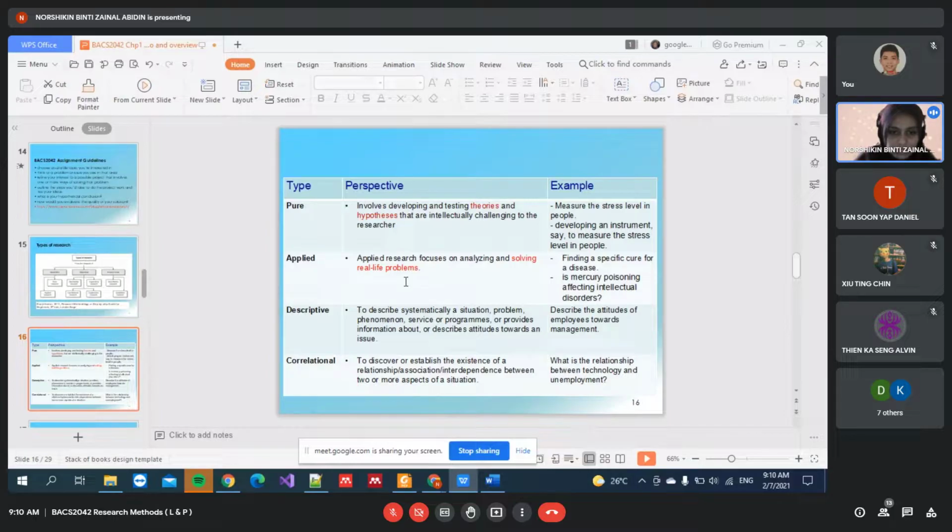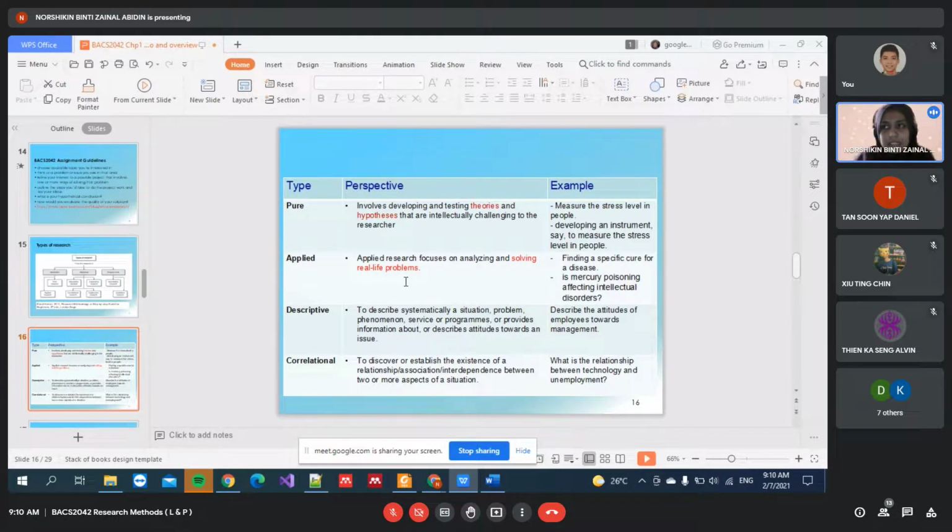And then next one we have correlational. Correlational is to discover or establish the existence of a relationship between two or more aspects. It is a research where you want to see the relationship between two objects that you use in your research. In the example here, they use the relationship between technology and unemployment. So they want to see how technology can impact the unemployment issue.